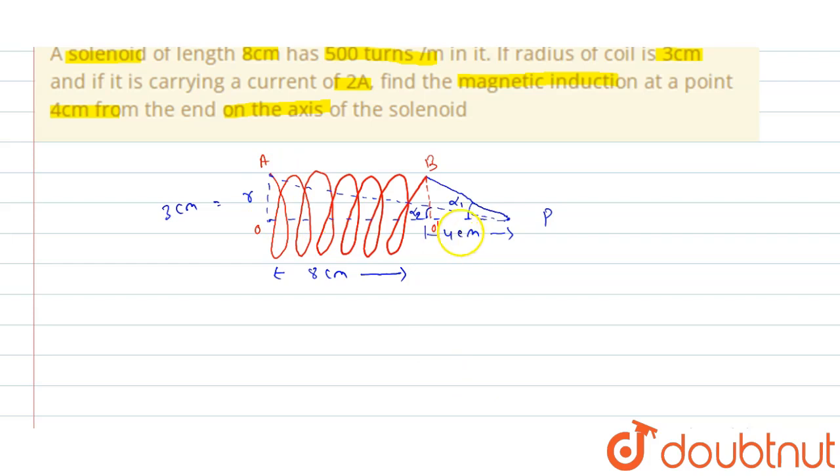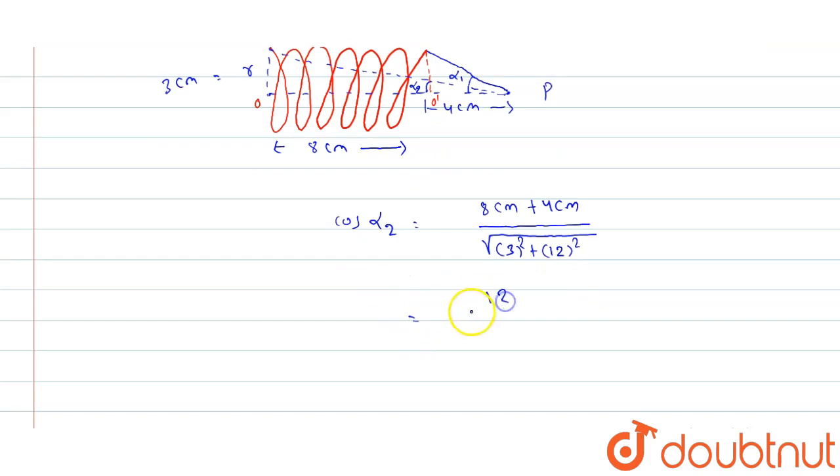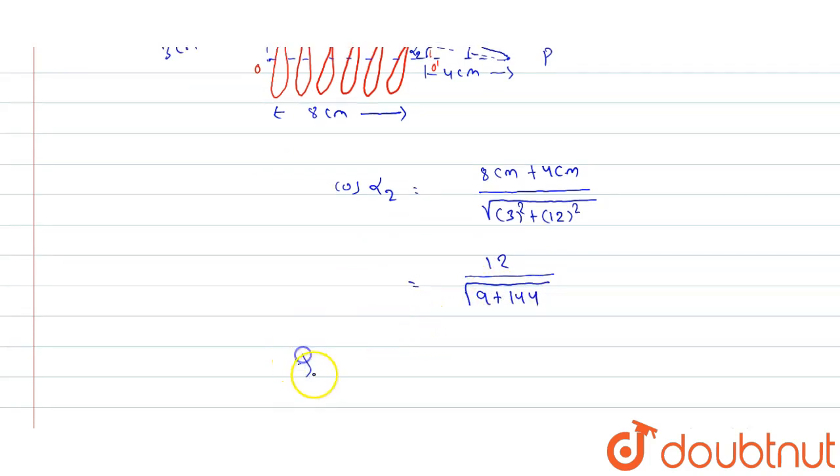Now in this triangle A, O and P, cos of alpha 2 would be the base, that is 8 cm plus 4 cm, divided by the hypotenuse. Here R is given as 3 cm, and the total distance here is 12 cm. So this distance AP would be under root 3 square plus 12 square. Calculating this, we get 12 divided by under root 9 plus 144. That implies cos of alpha 2 will be equal to 4 divided by under root 17.